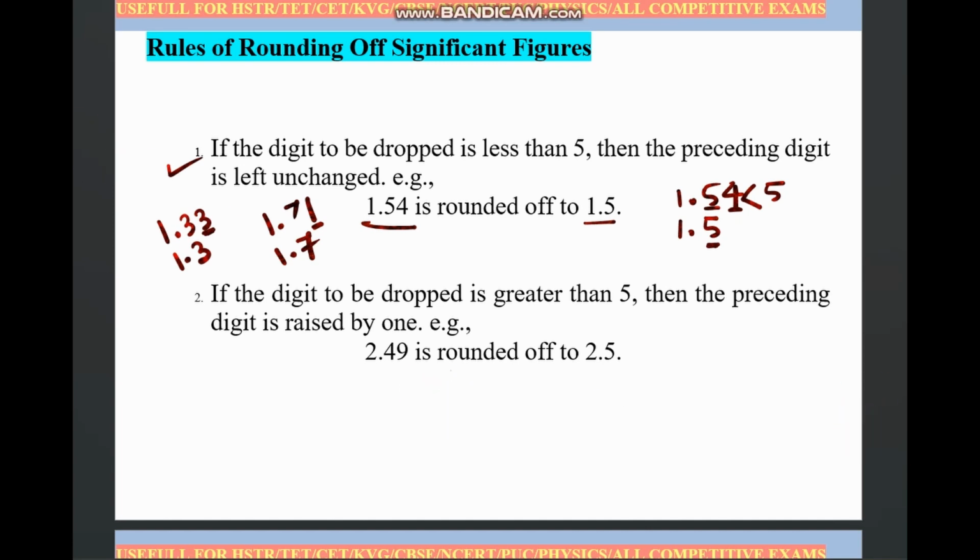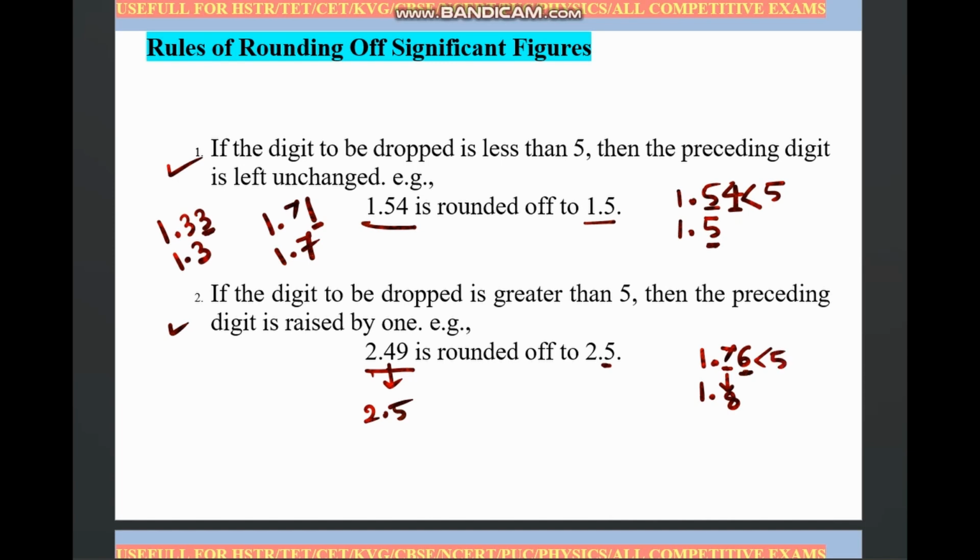Again, we have a rule 2. If the digit dropped is greater than 5, then the preceding digit is raised by 1. In this 2.49, the digit after 4 is 9, which is more than 5. Hence, this 4 is converted to the next higher digit, that is 2.5. I will take one more example, 1.76. Here, this 7 is converted to 8 because the next digit is more than 5.